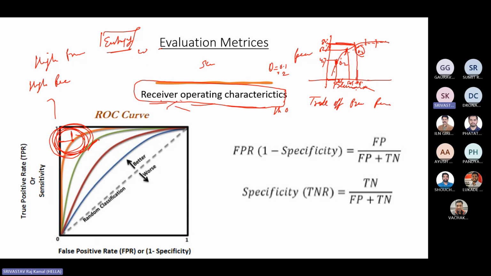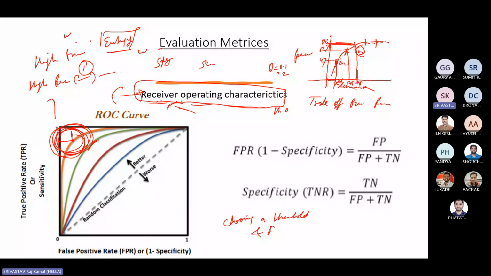You can read when this term, receiver operating characteristic, was defined. It was defined during the war with Germany, when the Allies used to send information to their secret spies. They wanted to decode it in terms of information bits, and therefore this term was derived at that point of time. So there's history, but even I do not remember. I forgot. But yeah, this is receiver operating characteristics. For us, it's nothing but a graph of choosing a threshold and plotting it.